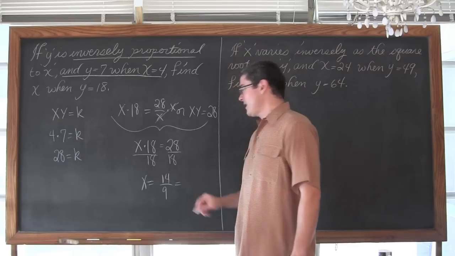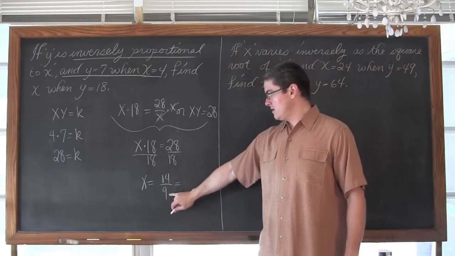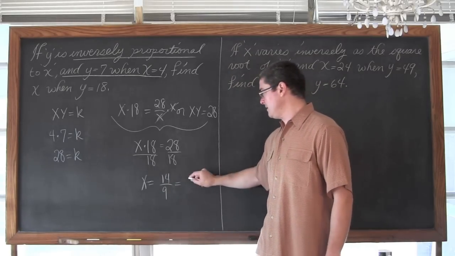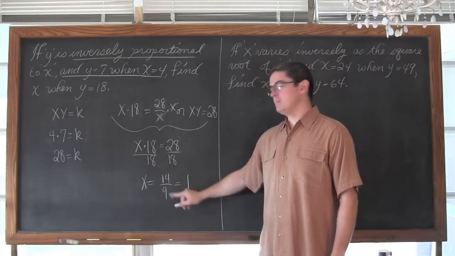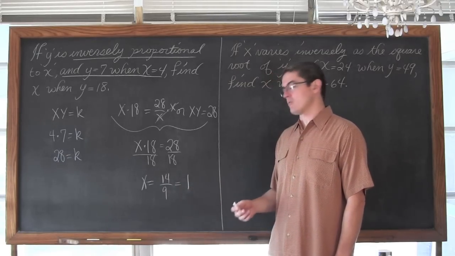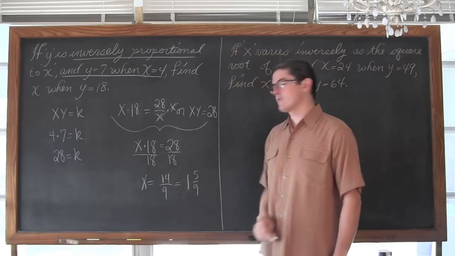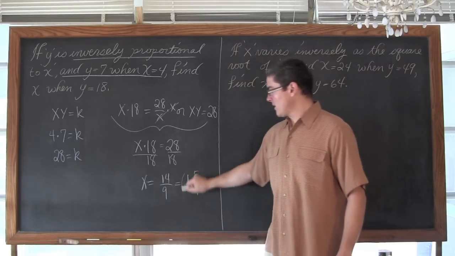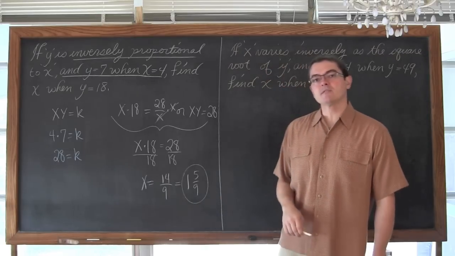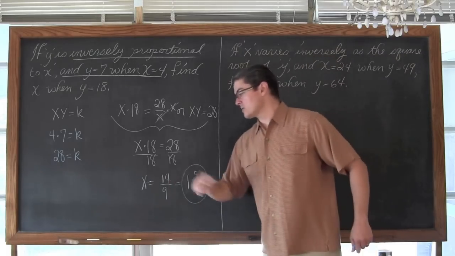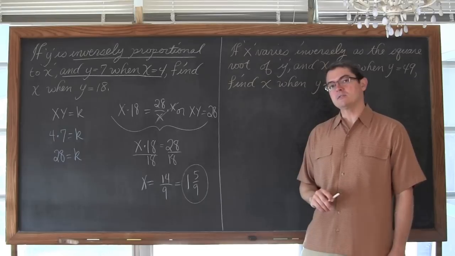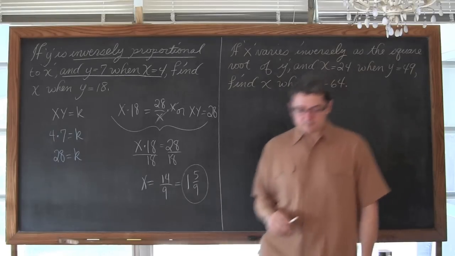So x is equal to 14 over 9, or as an improper fraction, if you want a mixed fraction, there is 1 nine, and 14 minus 9 is equal to 5, so the remainder is 5, so we have 1 and 5 ninths. Or of course you can write that as a rounded off decimal, but if you want an exact value answer, we want 14 over 9, or 1 and 5 ninths as your final answer.